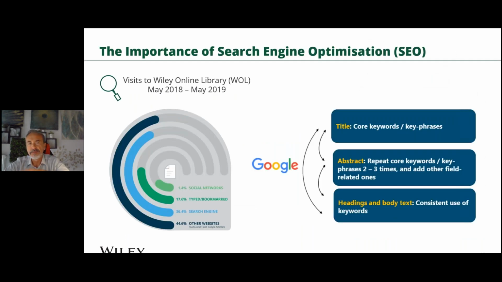Now, I talked to you about the importance of search engine optimization. So the keywords that you put in the title, in the abstract, and in the headings and the body text are very important because researchers actually search using keywords in the subject-specific databases or discovery tools. They use Google Scholar, they use Web of Science. So it is important that you select the most standard and most commonly used keywords for your research in order for your research to be discoverable. As you can see here, nearly 50% of the landings to the Wiley Online Library, which is our platform that Katarina showed you yesterday, are coming from external websites.